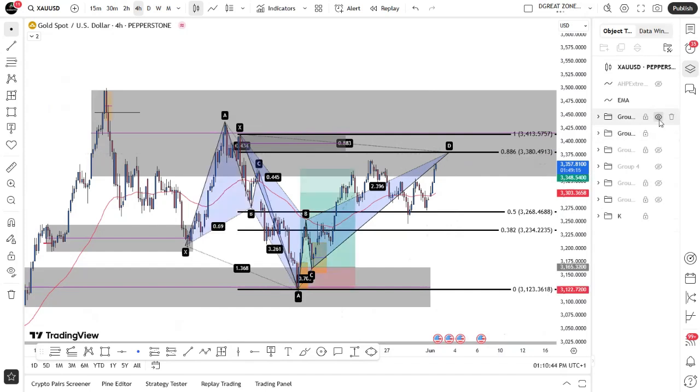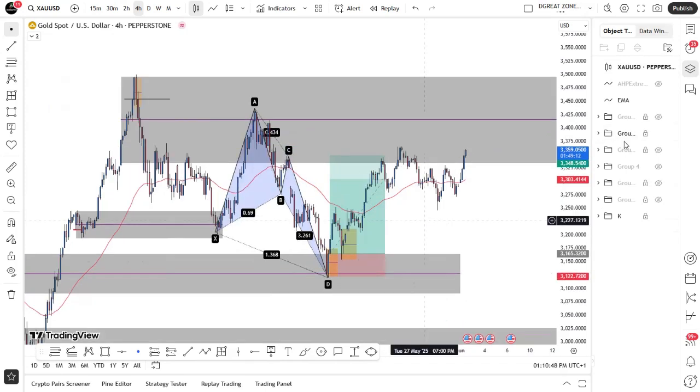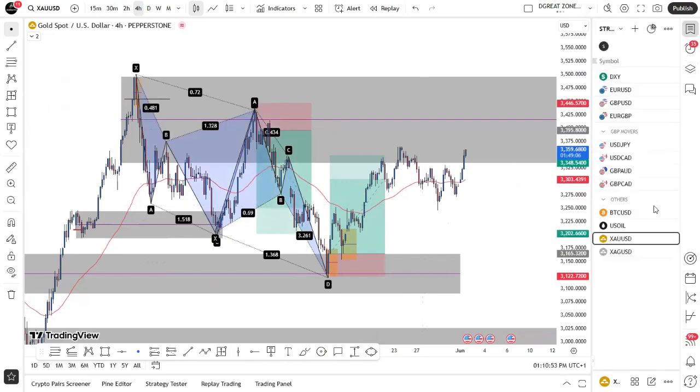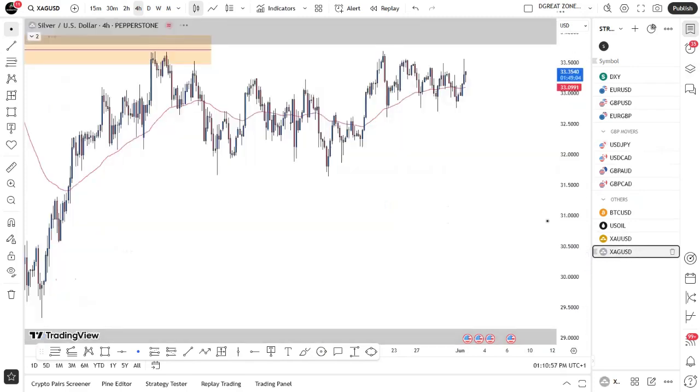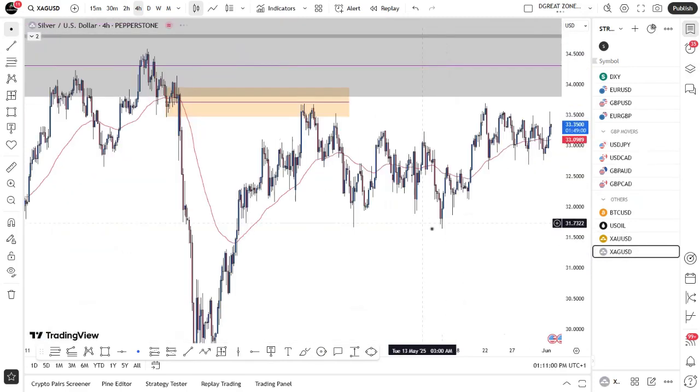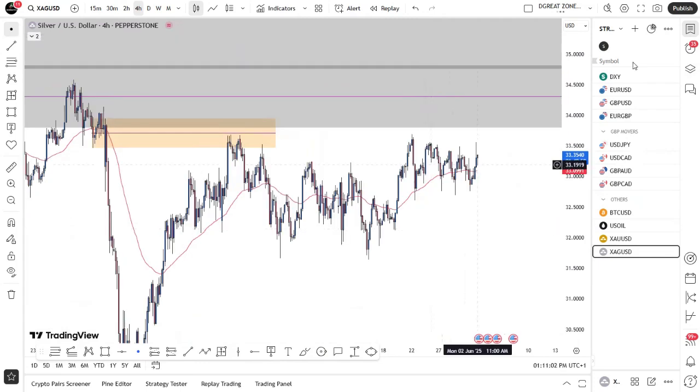So this was a successful move. The same thing with this one also. So that is that on gold. For silver, we don't have any setup on silver at the moment. Okay, so this will bring us to the end of this week's market review.